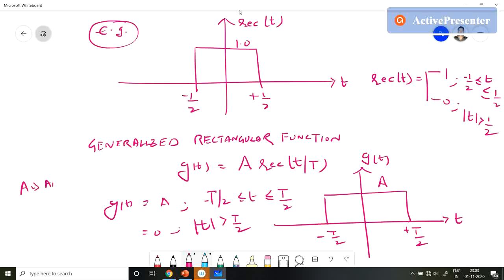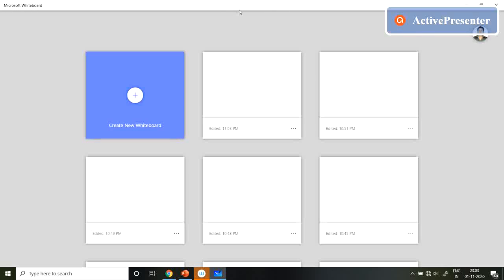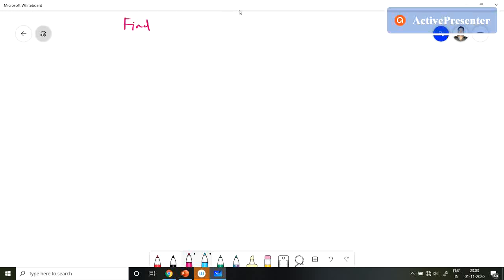So A is the amplitude of this rectangular pulse, and T is the width of the pulse. Our task is to find the Fourier transform of this signal g(t). So let us solve this problem.